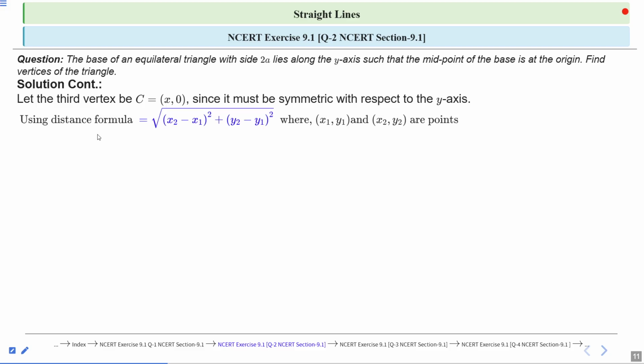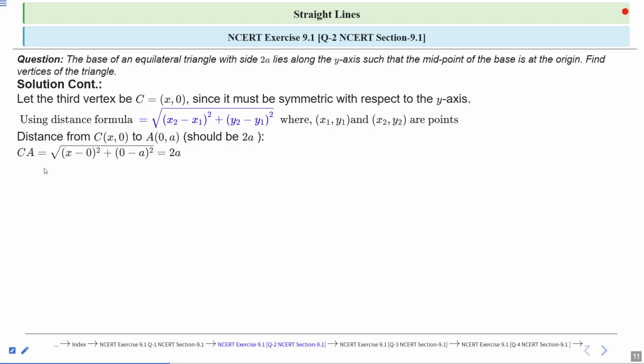So using the distance formula, note this formula. If you have two points (x1, y1) and (x2, y2), then the distance formula for these two points is the square root of (x2 minus x1) whole squared plus (y2 minus y1) whole squared. You should note this formula. This formula will help us to solve this example. So the distance from C (x, 0) to A (0, a) should be 2a.